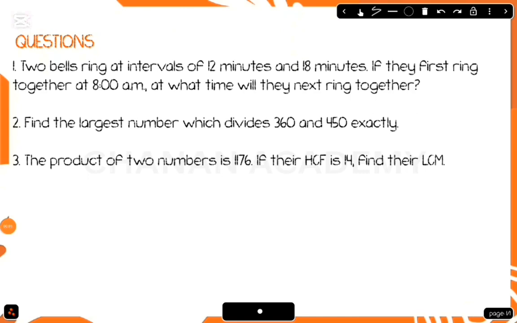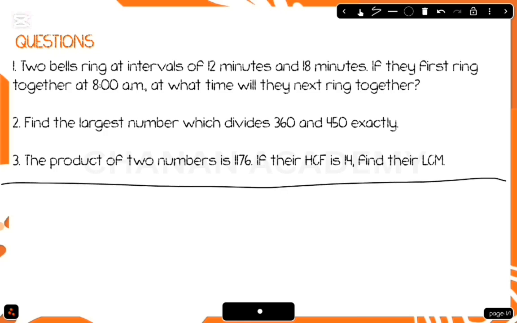The next question we are going to be solving is number 1. 2 bells ring at intervals of 12 minutes and 18 minutes. If they first ring together at 8 a.m., at what time will they next ring together? The first thing we'll do is to look for the LCM of 12 minutes and 18 minutes. So we're going to use the multiples. So the multiples of 12 and the multiples of 18.